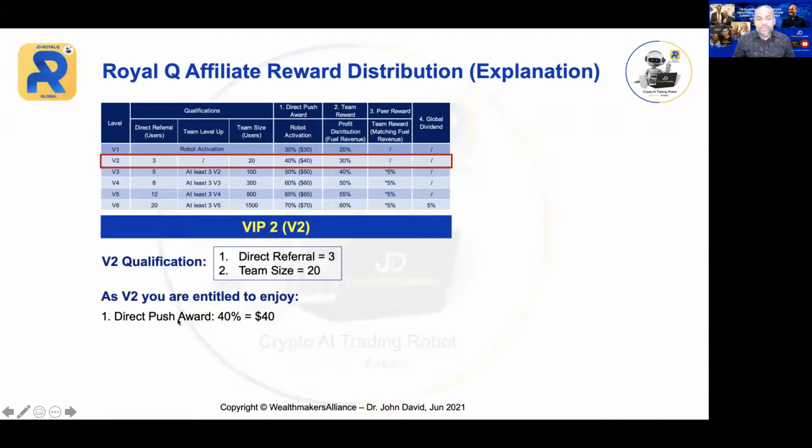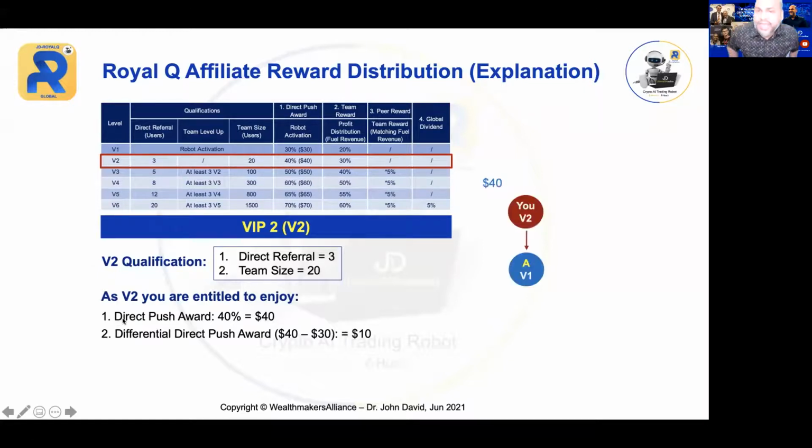Now, what is the benefit when you become V2? As V2, you will enjoy a direct push award, which is 40%. All right, 40%, that is $40. Now, watch what happened here. You will also enjoy a differential direct push award. Now, what do I mean? Let me explain to you, okay?